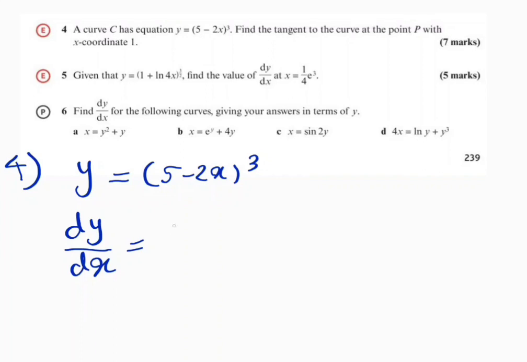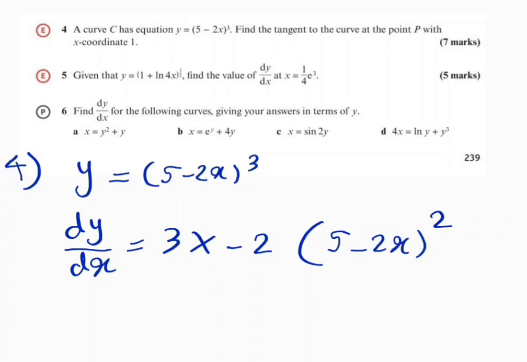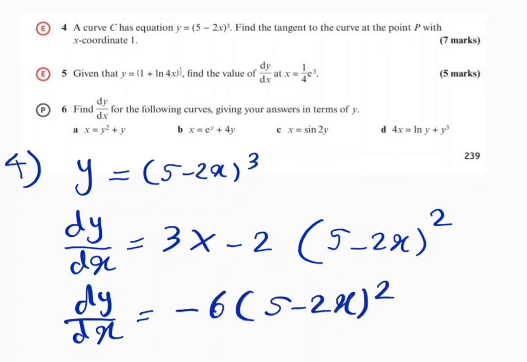and in this type, the power comes down times the derivative of inside. In this case, the derivative of inside is just minus 2. Now we write down inside, but with this power minus 1, which is 2. So we can simplify this, which is minus 6 times 5 minus 2x squared.